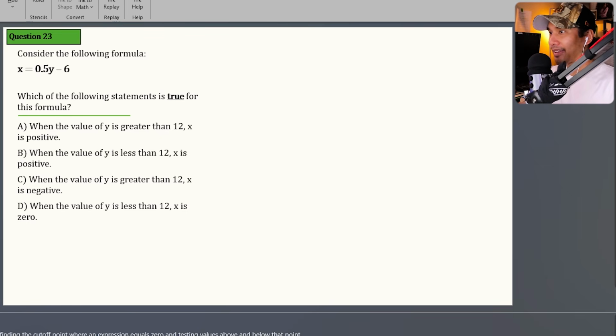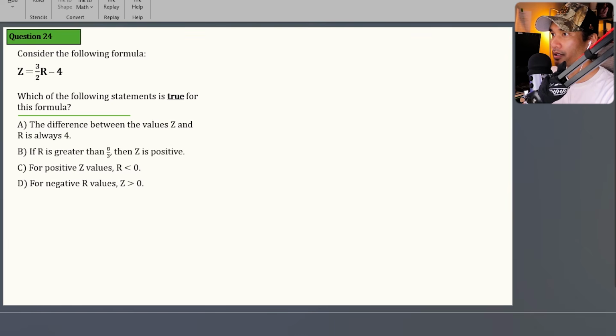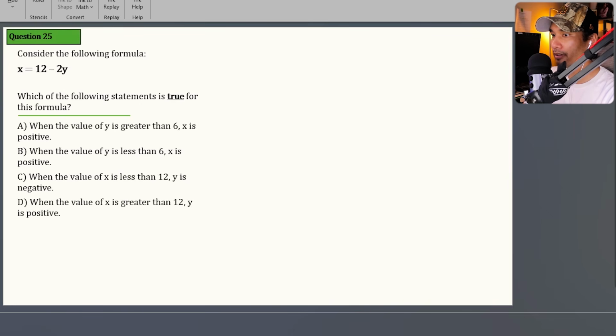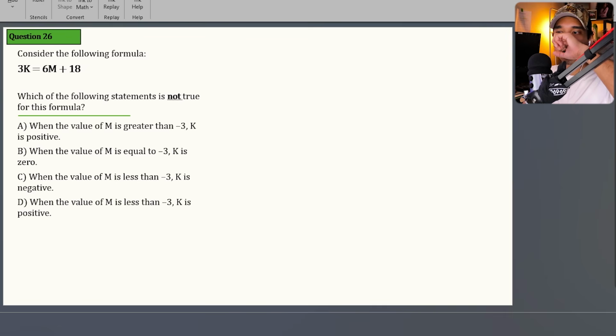Okay. And these questions that I'm going through right now, 23, 24, 25, and 26, you could solve these by graphing.